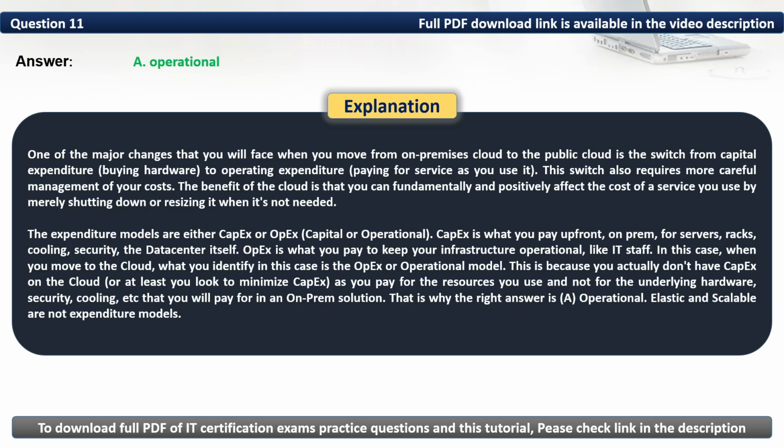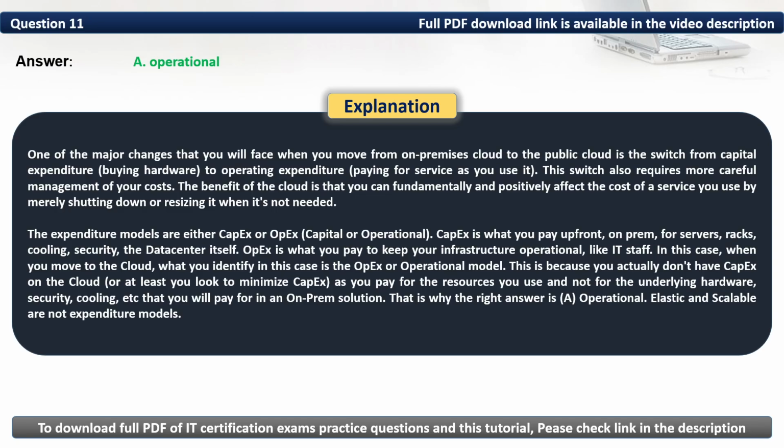The expenditure models are either CapEx or OpEx. CapEx is what you pay upfront on premises for servers, racks, cooling, security, the data center itself. OpEx is what you pay to keep your infrastructure operational, like IT staff. In this case, when you move to the cloud, what you identify is the OpEx or operational model.